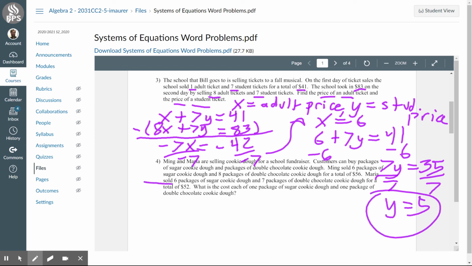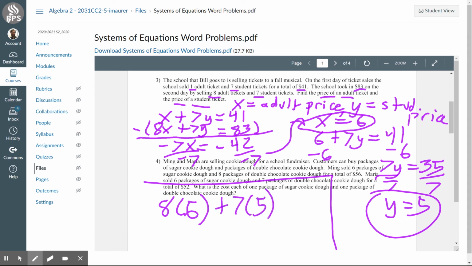I'm going to double check my answer down here, just ignoring the other question on the page right there. I've got x is equal to 6, y is equal to 5. Double check that with the other equation: 8 times x, which is 6, plus 7 times y, which is 5, seeing if that comes out to be 83. And that gives me 48 plus 35, and that feels pretty good.